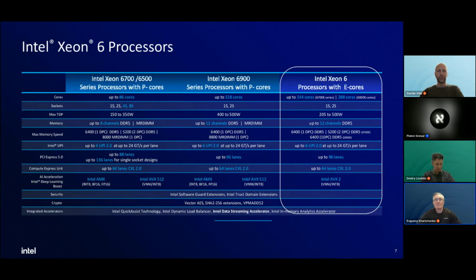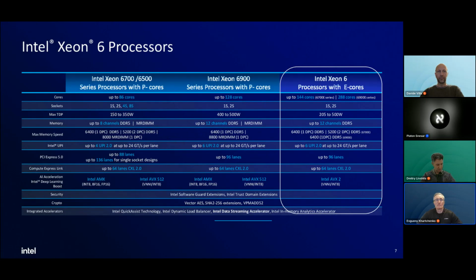Differences in instruction sets and acceleration. Particularly, P cores support Intel AMX, which is an in-core accelerator for AI and ML, operating on short data types. And also Intel AVX 512, which is a vector instruction set for 512-bit vectors. While E-cores don't support AMX and only support AVX2, which is for twice shorter vectors, 256-bit.